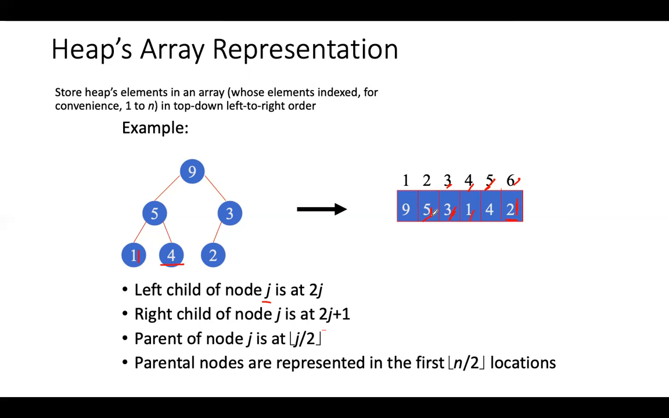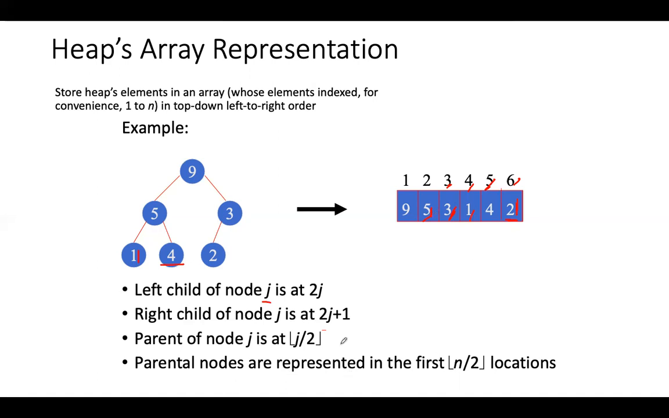So heap can be represented in array format. When you represent it in an array, it will be in some order. If you want to find the children of a particular location's element, the left child is at 2 times that location, and the right child is at 2 times that location plus 1.